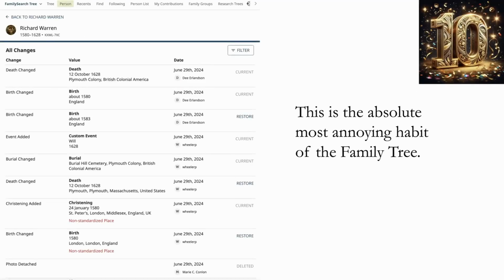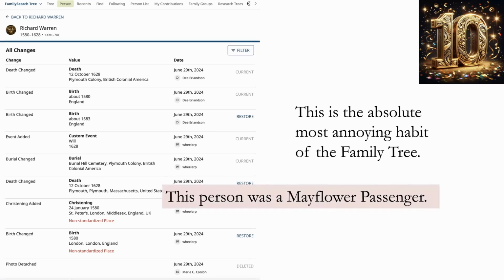Now we're to number 10. Number 10 is the absolute most annoying habit of the family tree. I saved it for last, and I'm not going to say a whole lot about it. All I'm going to say is that here's the prime example. This is Richard Warren. Who is Richard Warren? He was a Mayflower passenger.